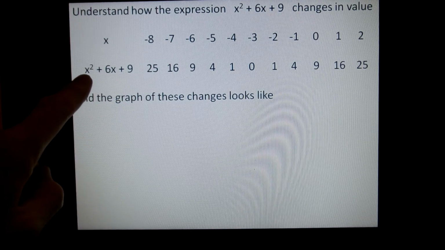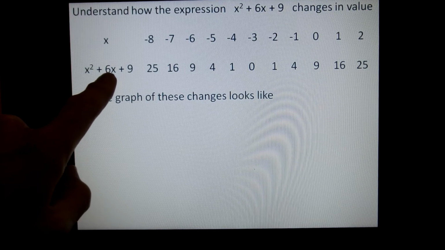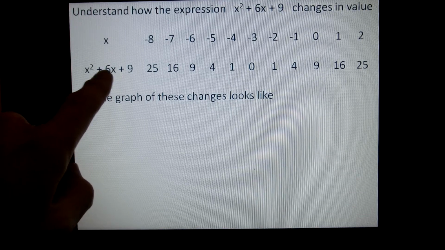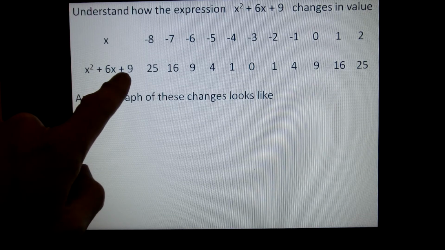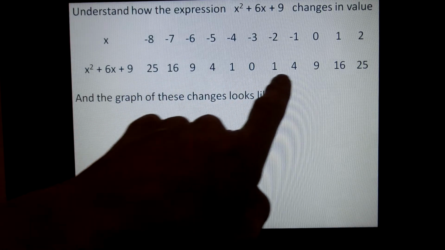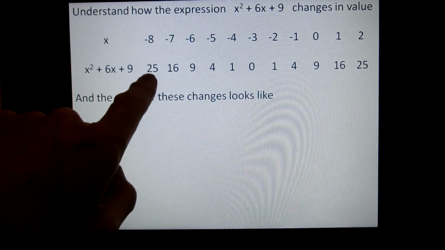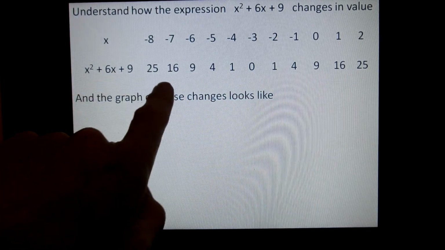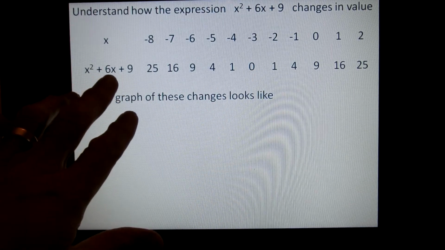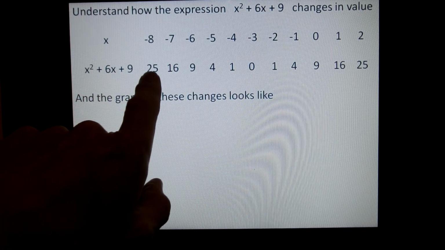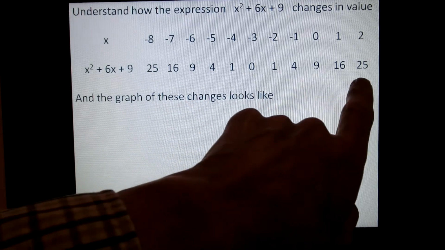You must do the squaring first, then you do 6 lots of x second, so you do the powering first, then the multiply. Then you have 2 additions to do, so you do this addition first, then this one. This will give you these values here. So the values of this expression change. Like all square or quadratic expressions, the values go down to a low point and then up again.